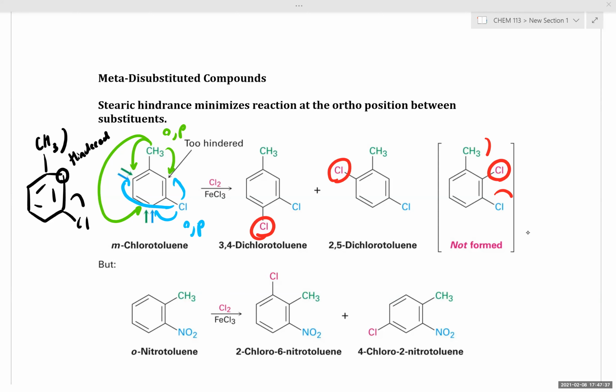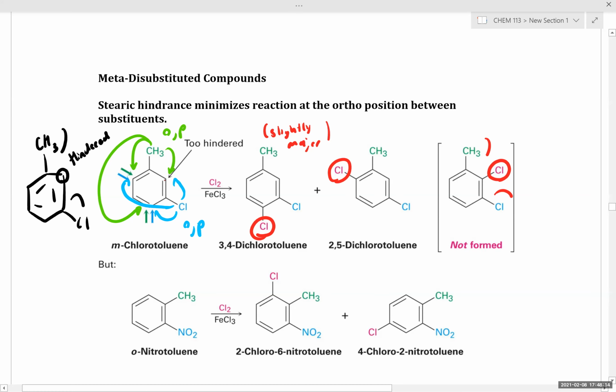So in this case, there's no meta product that's observed. And in terms of the ratio between the 3,4-dichlorotoluene and 2,5-dichlorotoluene, I'd say they're very close. This is slightly major, but not by much. It's almost 50-50, I'd say. The main point that I'm trying to make here is we have directing effects directing to the same positions.